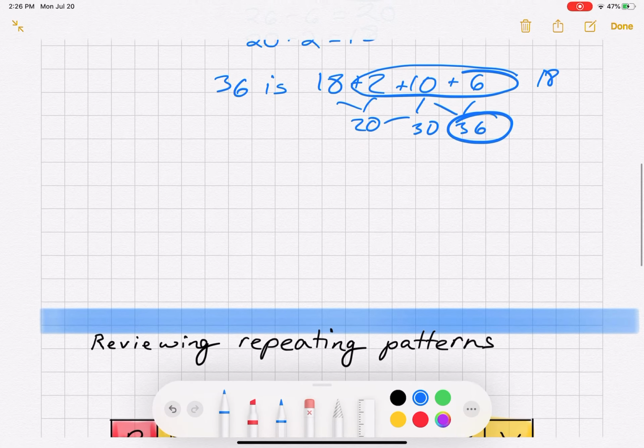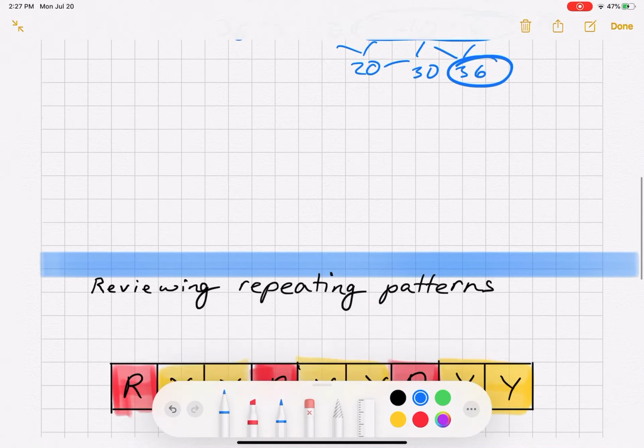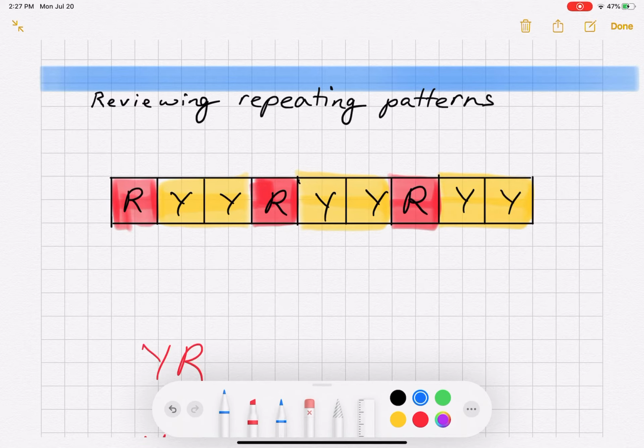All right, so if you didn't use any of those strategies, those are ones you might want to try in the future. We are just going to now review repeating patterns. So I have yellow and red blocks. If you are doing this on your paper, you don't need to draw it out and color it out. Drawing things out is helpful, but you can just use the R and the Y, so that's red and that's yellow, to represent.